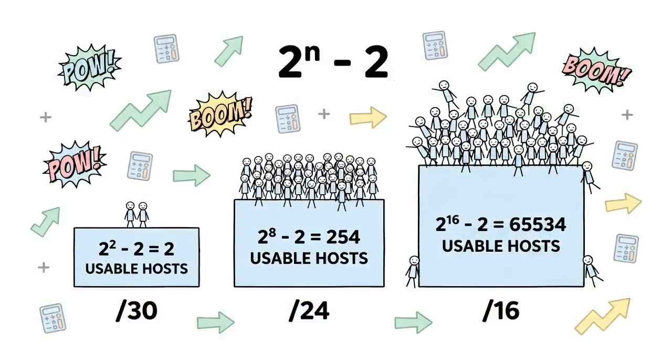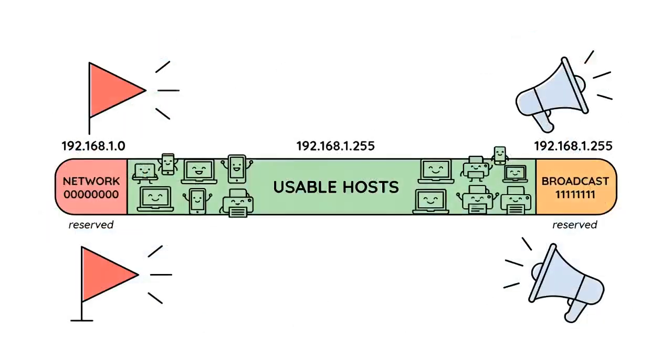Usable hosts follow the formula 2 to the power of host bits, minus 2. So /30 with 2 host bits gives 2 squared minus 2, which is 2 usable hosts. /24 with 8 host bits gives 256 minus 2, which is 254 hosts. /16 with 16 host bits gives a whopping 65,534 usable hosts. We subtract 2 because 2 addresses in every subnet are reserved.